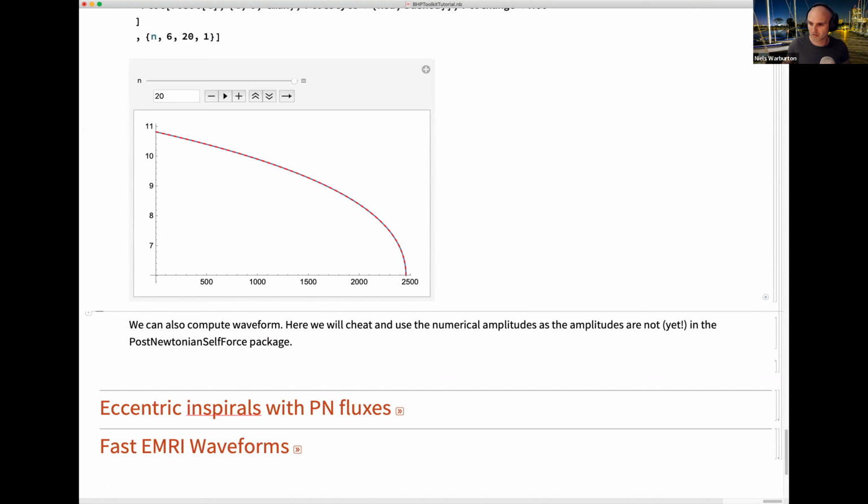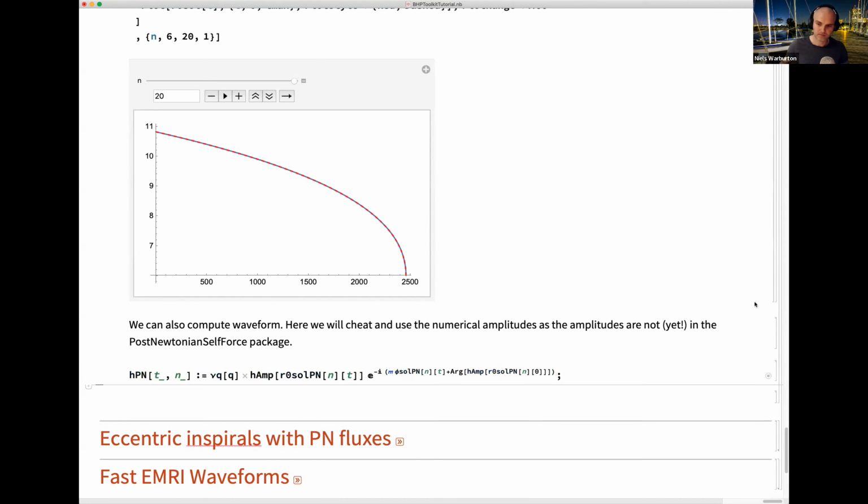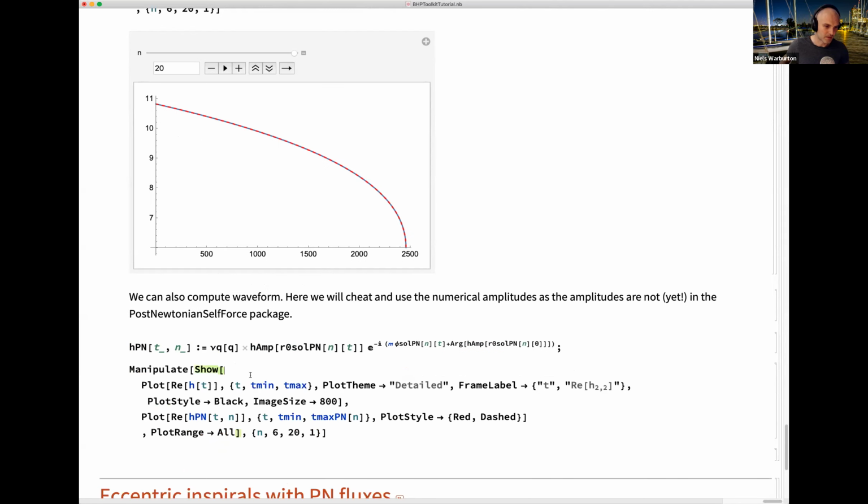I'll just cut and paste this in the interest of time. It's exactly the same as we had before. Just going to define some waveform based on the PN series. Here, I'm just going to use the numerical amplitudes. We don't actually have the PN amplitudes in the toolkit at the moment, but I'll use the phasing from the PN series and the radial evolution as well to define this function. And again, just to save cutting and pasting, it's all basically the same.